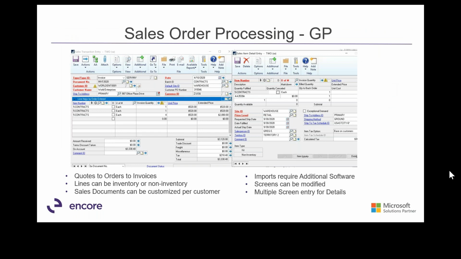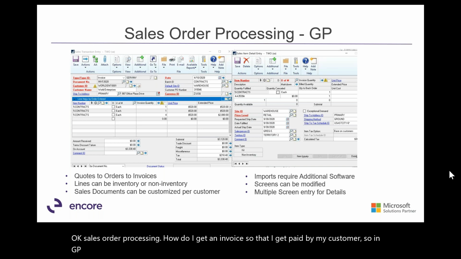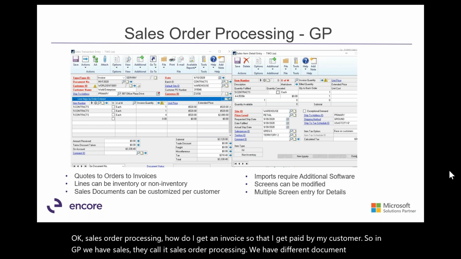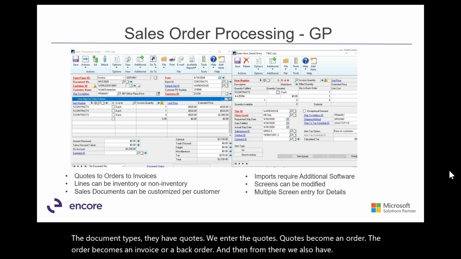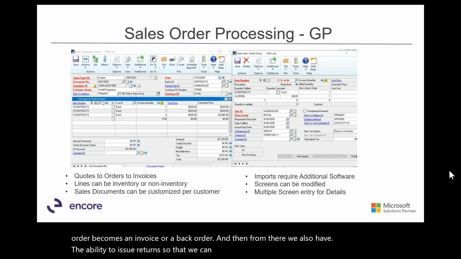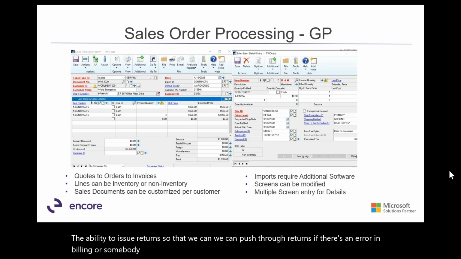Okay, sales order processing. How do I get an invoice so that I get paid by my customer? So in GP, we have sales, they call it sales order processing. We have different document types. We have quotes, we enter the quotes. Quotes become an order, the order becomes an invoice or a back order. And then from there, we also have the ability to issue returns so that we can push through returns if there's an error in billing or somebody returns some product to us.